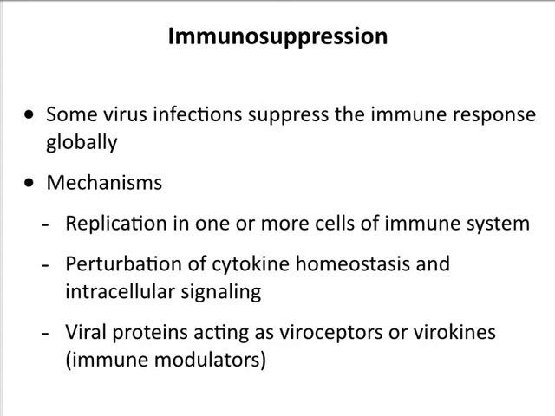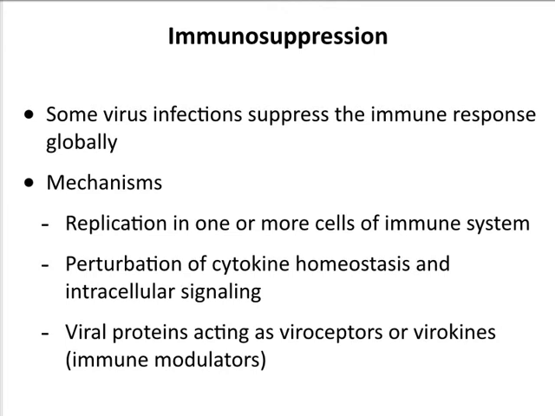Now, other things that viruses do, which are part of the disease spectrum, is they immunosuppress. This is a bit rare, as far as we can tell, but it has serious consequences. So immunosuppression is basically a global suppression of the immune response by a virus infection. And this can have multiple sources. The virus could replicate in the immune cell. So HIV replicates in CD4 lymphocytes, T helper lymphocytes. It trashes them. You can imagine that that would have an immunosuppressive effect.